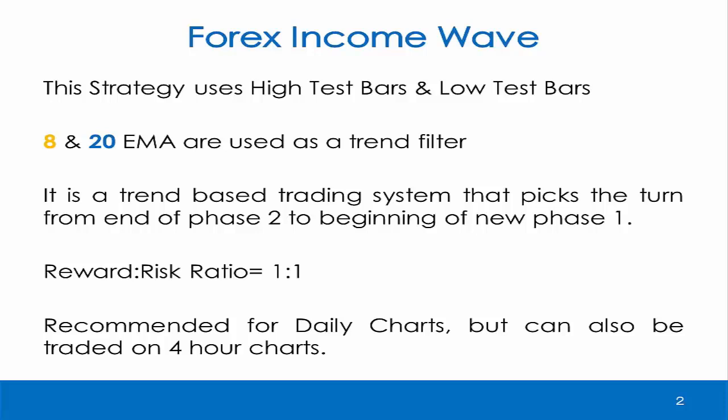Now, similar to the 180 profit booster, this is a trend-based trading system, and it picks the turn from the end of phase 2 to the beginning of phase 1. And if you remember your cycles, that's the beginning of the move with the trend. Now, the reward to risk ratio is 1 to 1. It's not variable, it's just designed to be left as a 1 to 1 reward to risk ratio because it's designed to give a really solid, strong success rate.